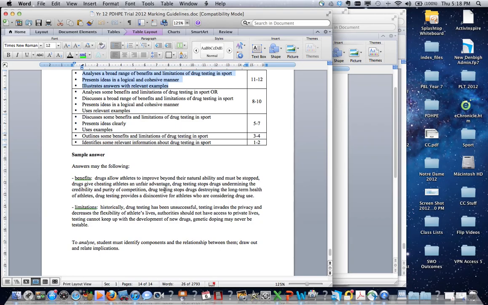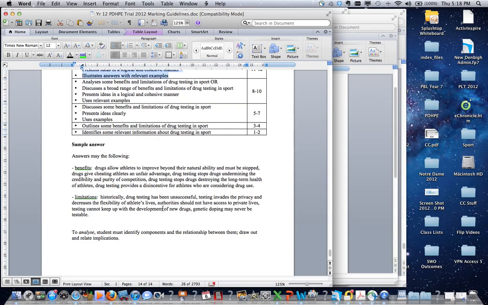The limitations of drug testing, so this would be the next element that you would have needed to discuss in your answer. Historically, drug testing has been unsuccessful, but people continue to use drugs and continue to try to take drugs to improve their performance. So historically we haven't been successful in trying to create drug tests that stop athletes from using these particular drugs.